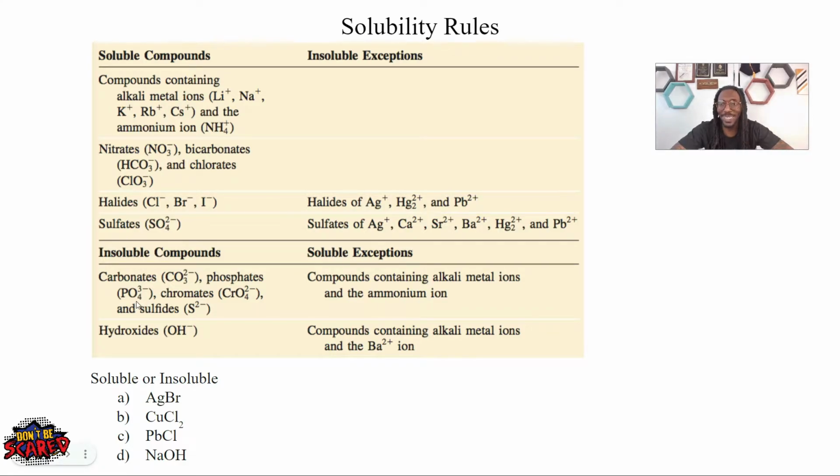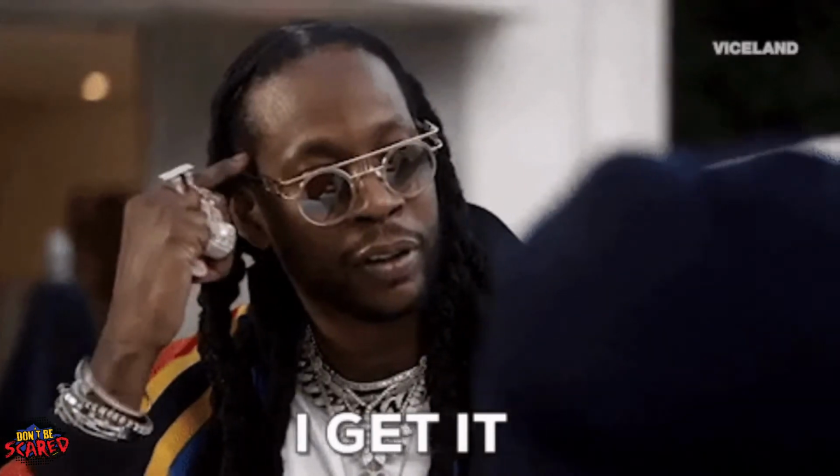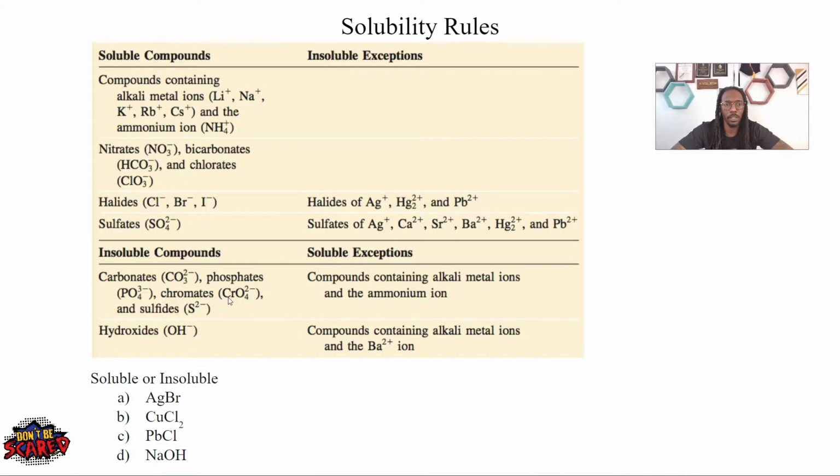Phosphates, not phosphite. Phosphate, PO4, is insoluble. Chromate, CrO4, is insoluble, and then sulfides. If you have any one of these ions in your compounds, it will be insoluble.